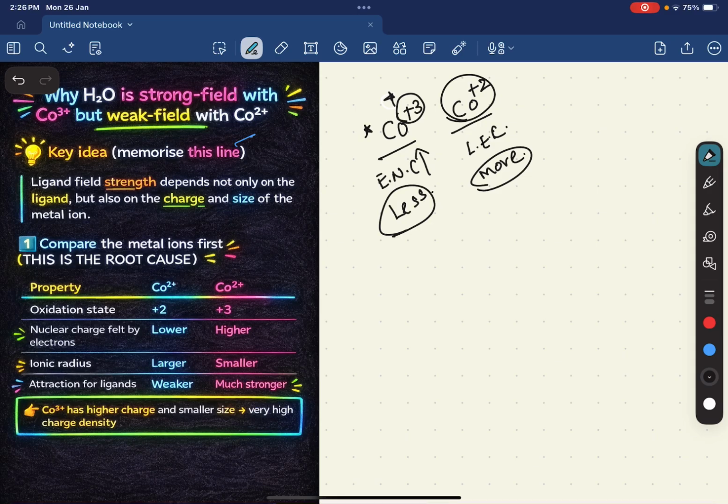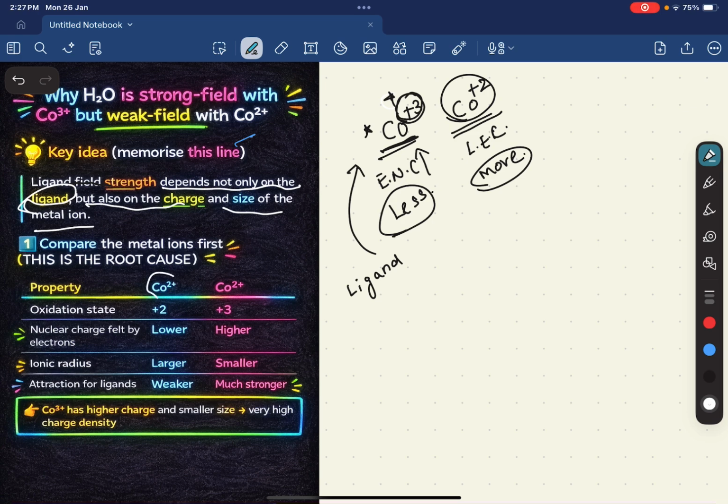Ionic radius is less for this, more for this. And when the positive charge over the metal increases, the ligand electrons are strongly attracted to the metal which has high positive charge. Because of these things, H2O whenever it is with Co3+ acts as a strong field, whenever it is with Co2+ it acts as a weak field. Ligand field strength depends not only on the ligand but also on the charge and size of the metal ion.